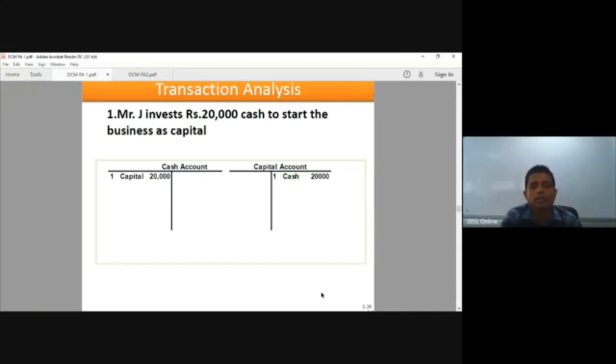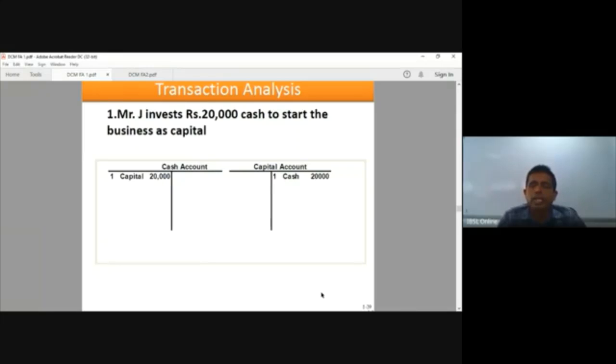When the owner, J, puts 20,000 into the business, from the side of the business, what will happen? The business receives cash. Cash is an asset to the entity. When the owner puts money to the business, the business receives cash. Cash is an asset. Asset is increasing. When an asset is increasing, what is the double entry?